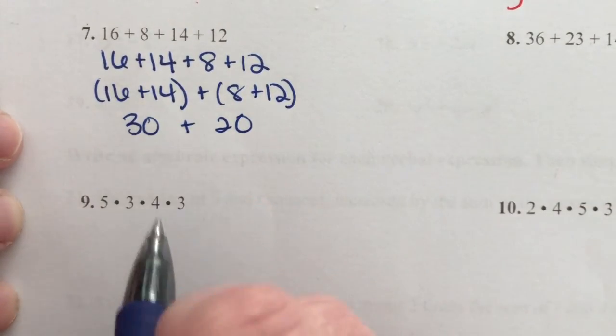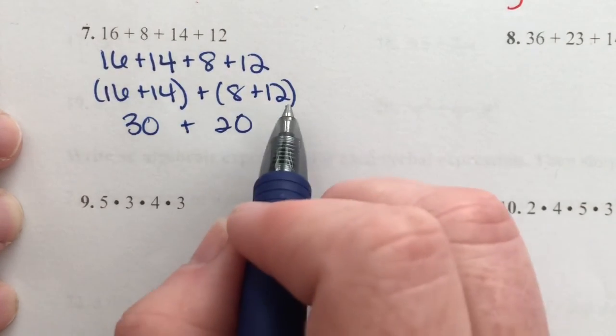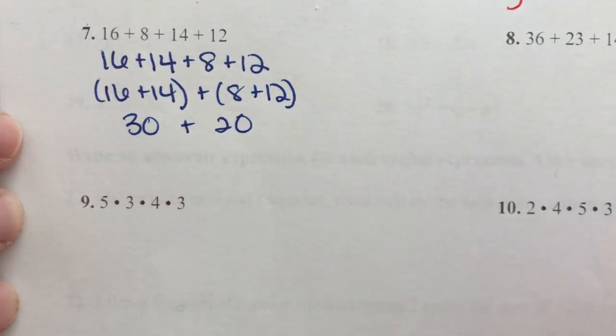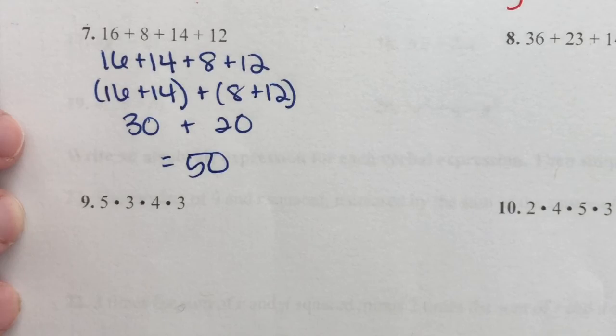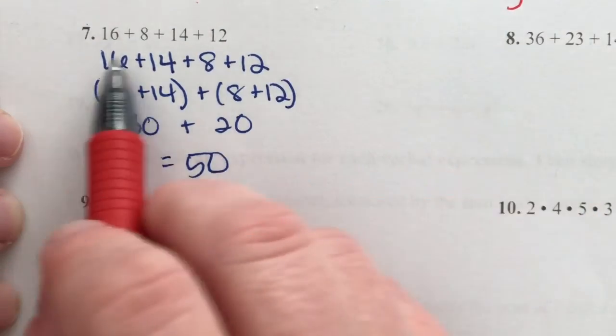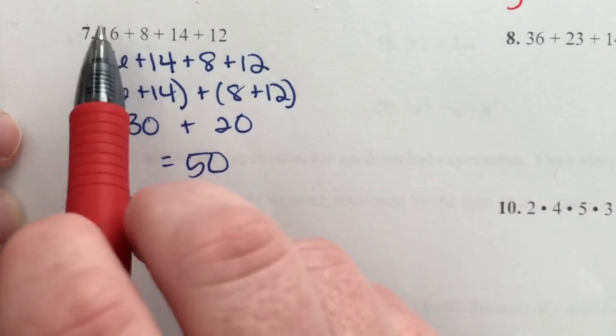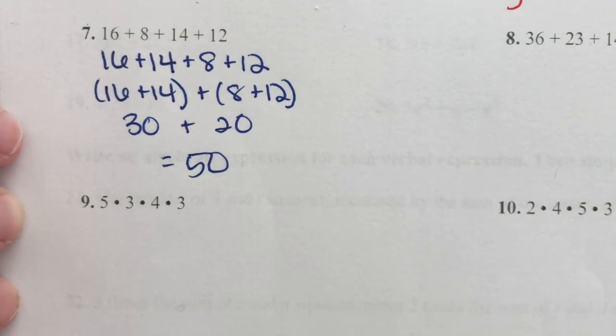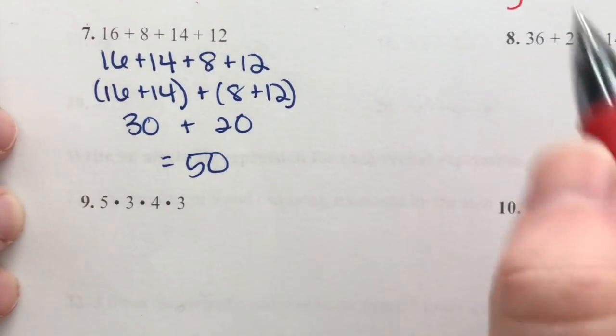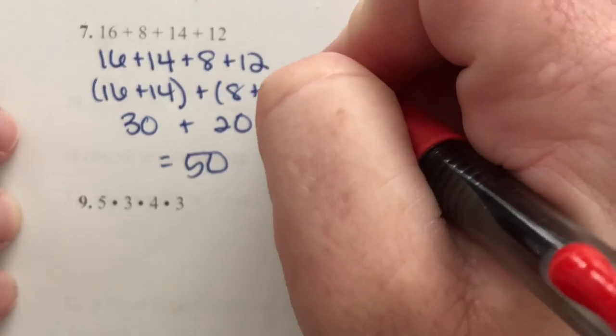Because 6 and 4 is 10, so 16 and 14 is 30. 8 and 2 is 10, so 8 and 12 is 20. And then I know that simplifies to 50. So when you use mental math and you move stuff around and group it, it makes it easier. Okay, so the property that we learned that says that we can move numbers around and that doesn't change the value of the problem, we're just moving stuff around, that's the commutative property.